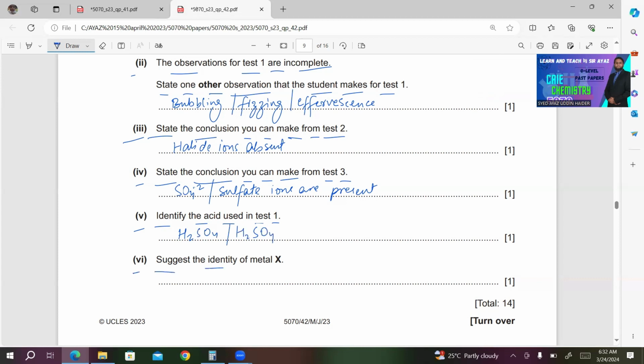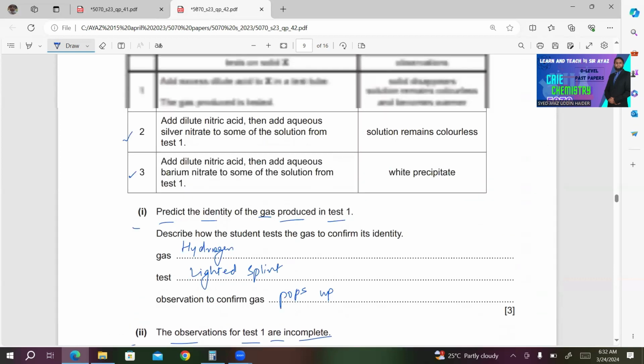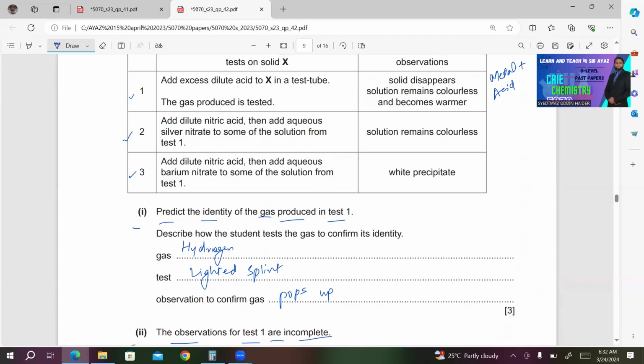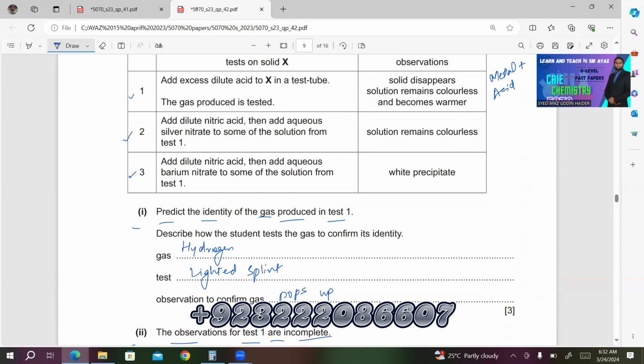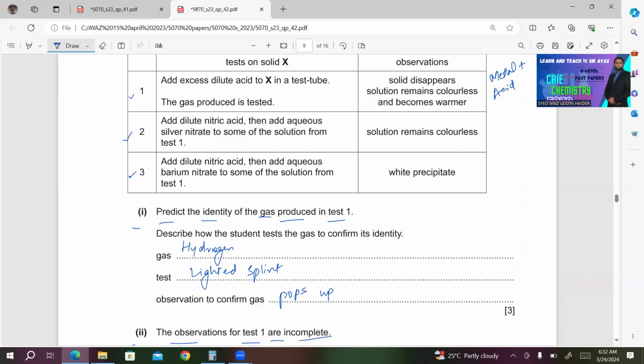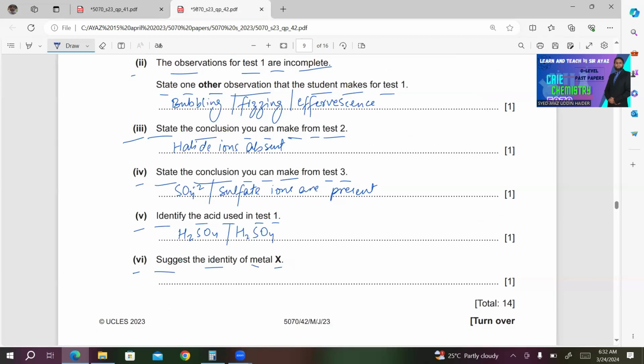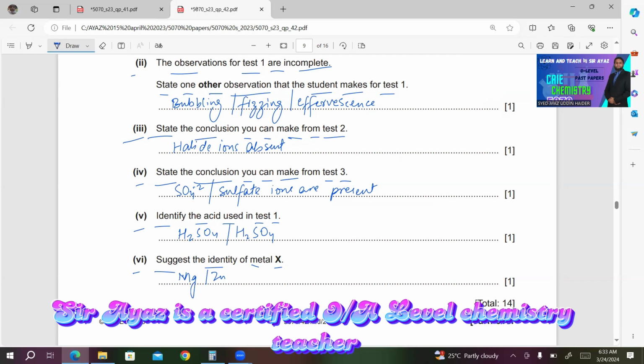Number 6, suggest the identity of metal X. Coming back to the observation, you see solid disappearing and solution also becoming warmer. So it's not a very fast reaction. So it can be either magnesium or zinc, because both of these are among the moderately reactive metals.